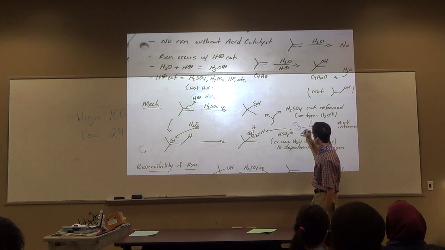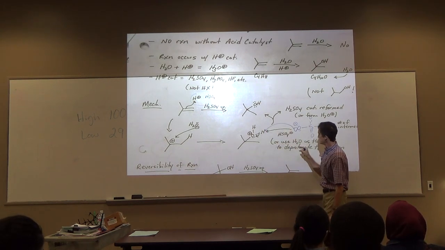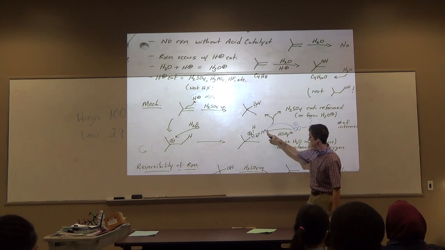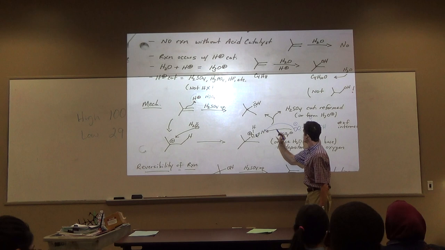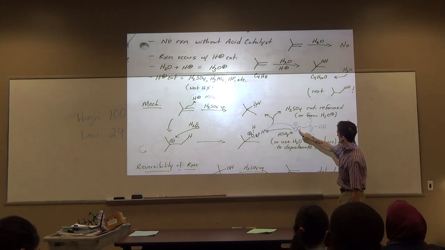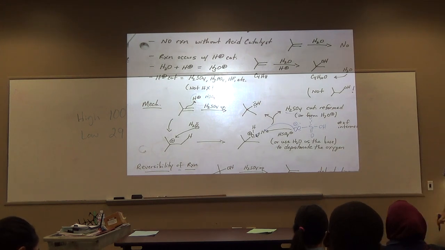This anion, though, these electrons can go back and bond to the H. This is just an acid-base reaction. This is acting as a base. Take the H. They stay here. What does that give? It gives that. But what are we reforming here when this takes an H? We're reforming our acid catalyst, sulfuric acid. That fits the definition of catalyst. We reform the H+.